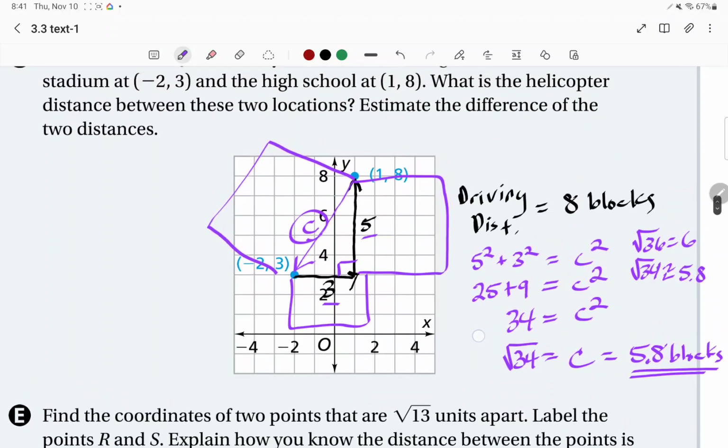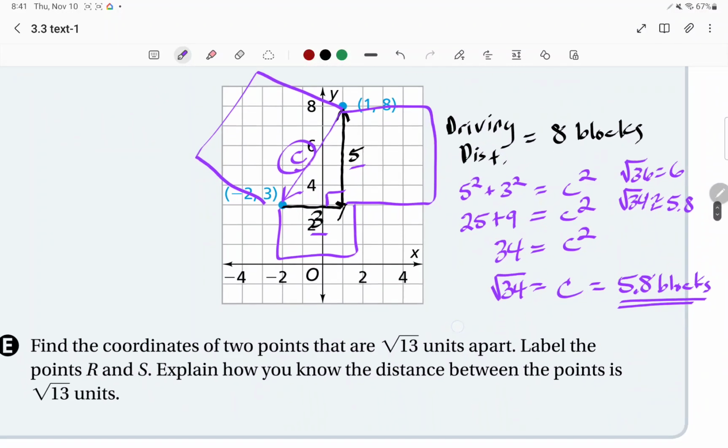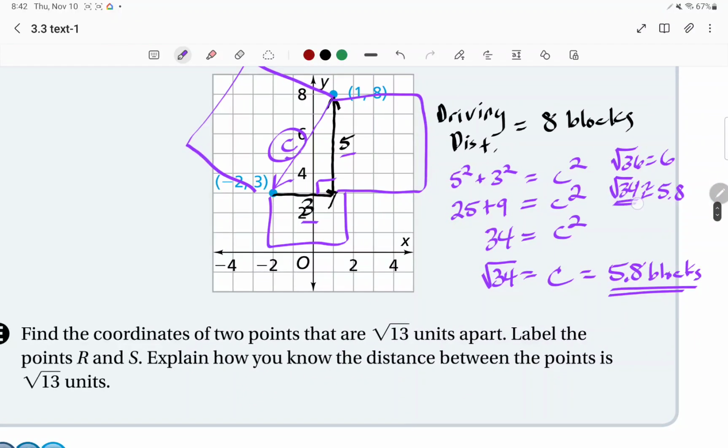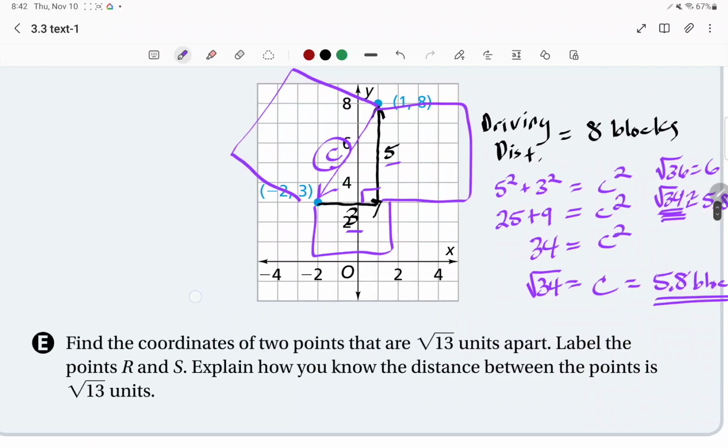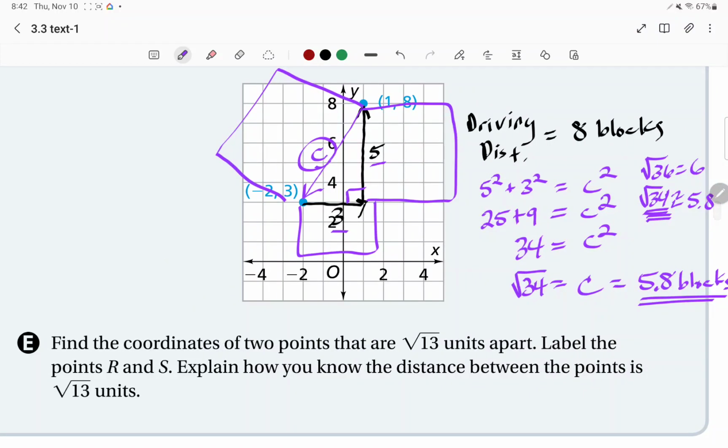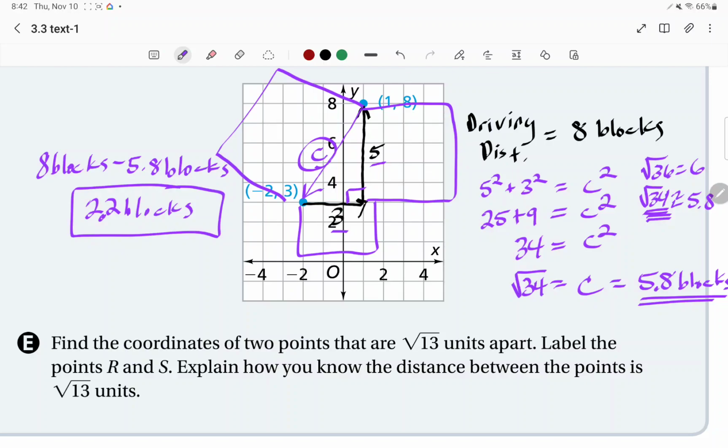Okay, that's our helicopter distance. And then lastly, it says estimate the difference of the two distances. Well, we're estimating because we don't know the exact answer for the square root of 34. We're not using calculators to find that. But we know that the driving distance is 8 blocks. The helicopter distance is approximately 5.8 blocks. And so the difference of those is going to be 2.2 blocks. Okay, so you're saving a total distance of 2.2 by taking the helicopter, but it probably costs you about $10,000 more.